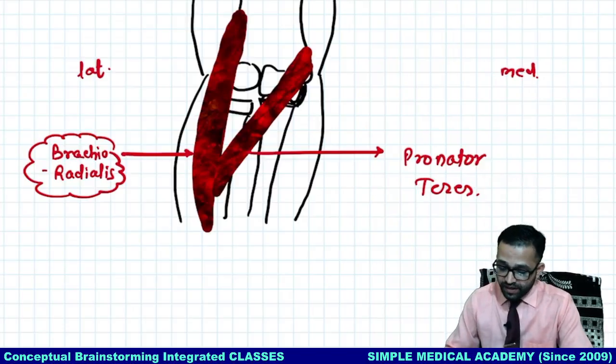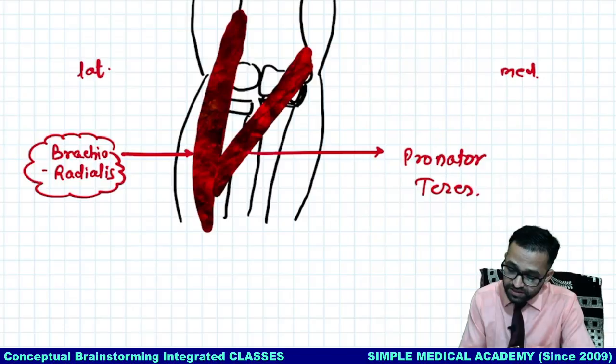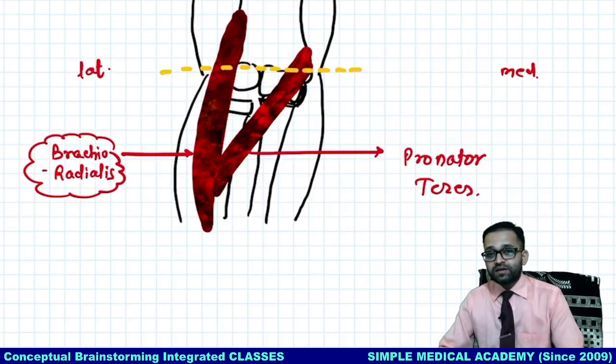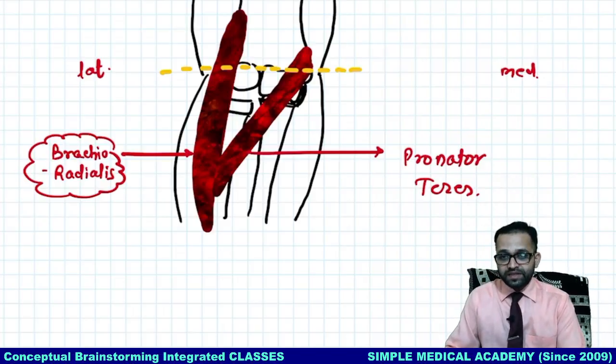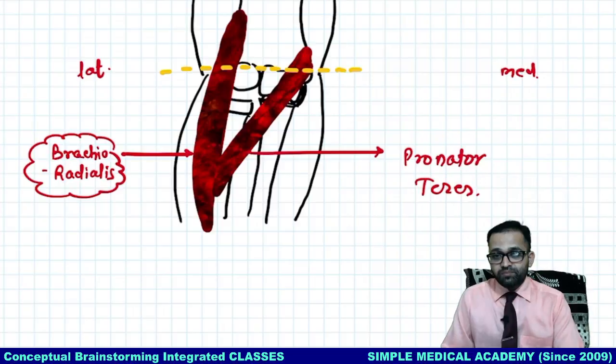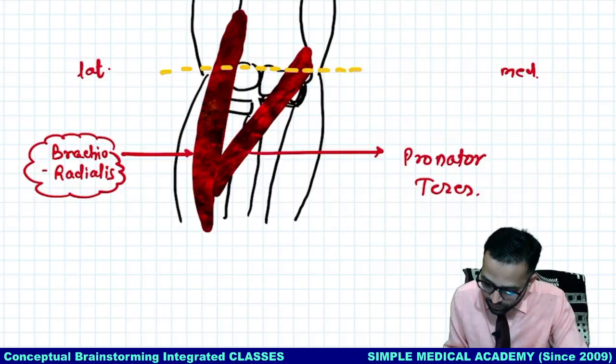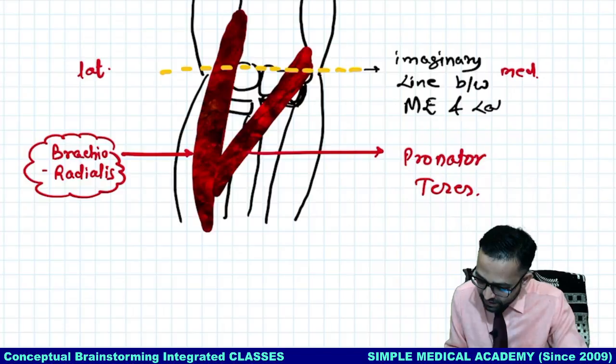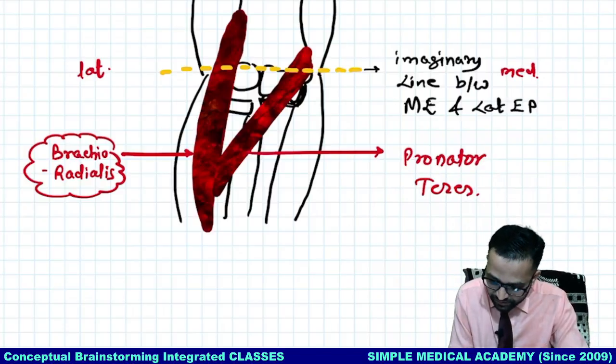Okay, and we have to think about one imaginary line, which is passing from the medial epicondyle to the lateral epicondyle. Getting the point? So this is the imaginary line passing between the medial and lateral epicondyle.